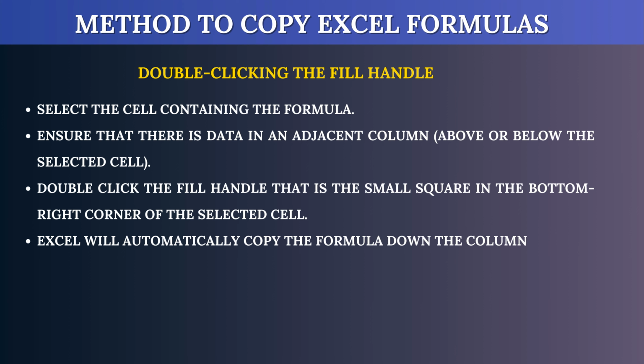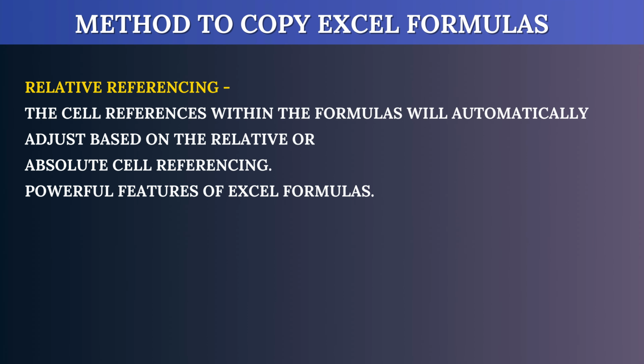Excel will automatically copy the formula down the column, stopping when it encounters a blank cell in the adjacent column. It is important to note that when we copy formulas in Excel, the cell references within the formulas will automatically adjust based on the relative or absolute cell referencing used in the original formula. This behavior is called relative referencing, and is one of the powerful features of Excel formulas.